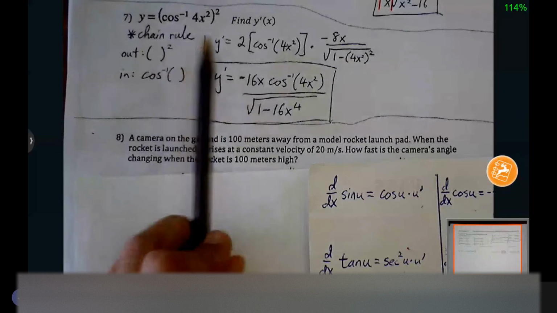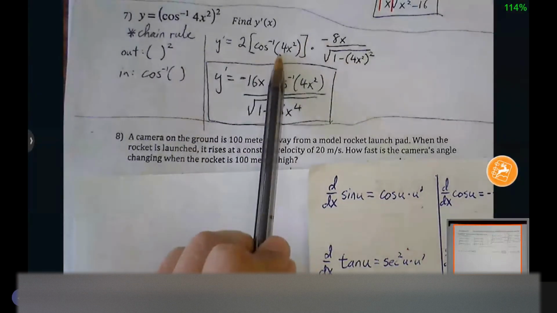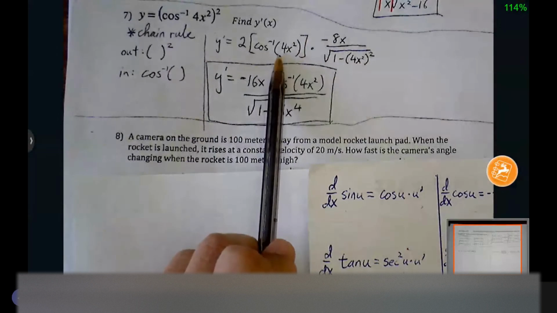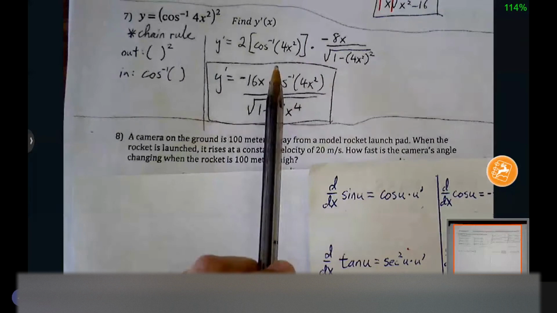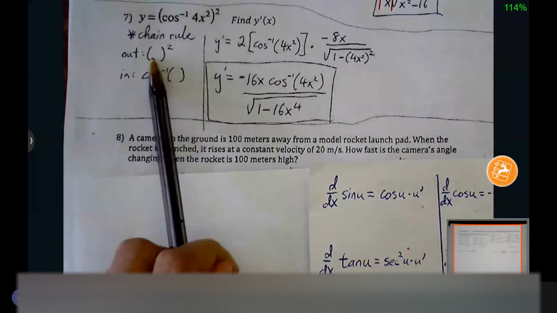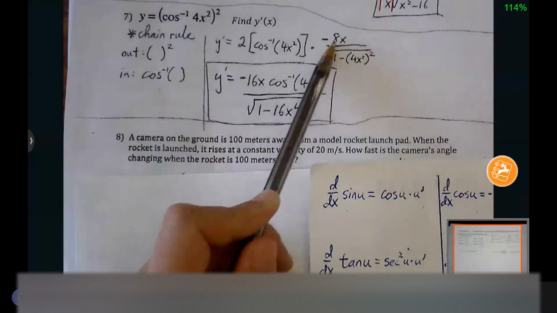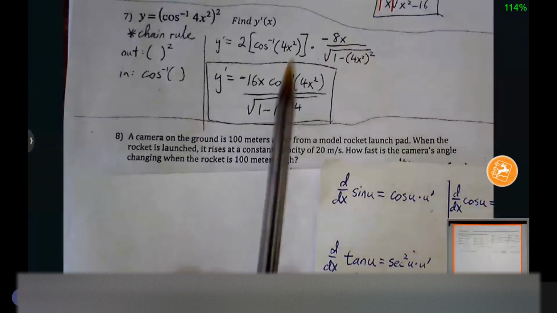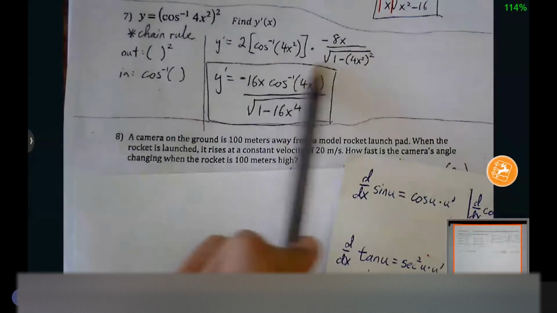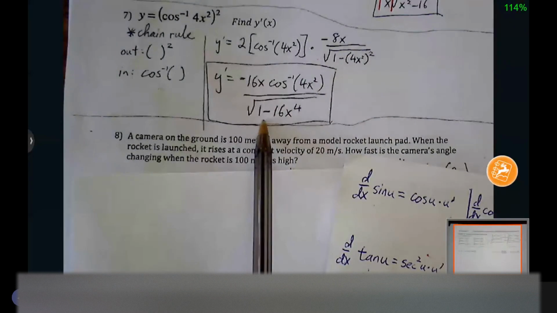Parentheses squared becomes 2 parentheses to the first power. Insert into your parentheses or bracket the original expression. So once we have the outside taken care of, we can move on to the inside. Inverse cosine looks a lot like arc sine: negative u prime over square root of 1 minus u squared. This portion is fine. I'm going to clean up, so this is my answer.